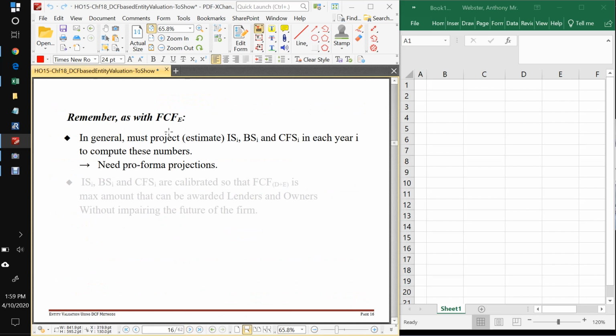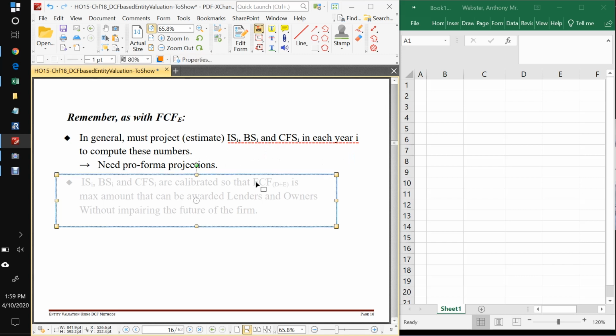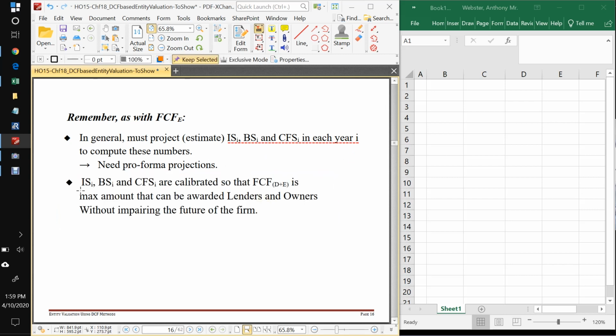Okay, as with our free cash flows to owners, to do this, no ifs, ands, or buts, no way around it, we're going to have to project forward, estimate our income statement, balance sheet, and cash flow statement in each future year I. So we are going to need these. Pro forma projections are these estimates in future years of these statements. And as usual, when we do project forward these statements, we want them to be calibrated so that the free cash flow is the maximum amount that could be awarded to lenders and owners without impairing the future of the firm.